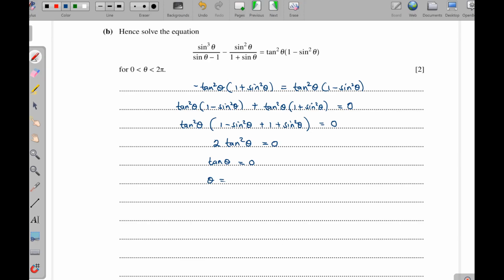Then theta is going to be equal to the arctan of 0. Then this one can be 0 degrees. Then we have 180, so that is pi. And then 360, which is 2 pi. So that means our theta is going to be pi based on what we are having here. So that is that.